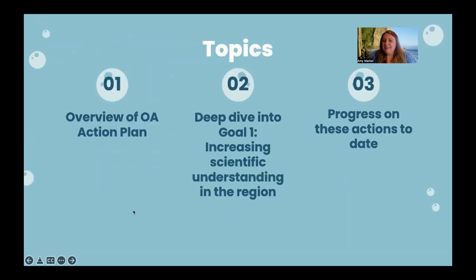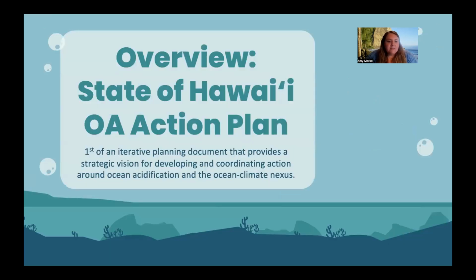Next slide. Just an overview, we're going to go over the Hawaii OA Action Plan. We're going to deep dive into some of our updates on increasing scientific understanding in the region, and then I'll give you more progress on these actions to date. So the State of Hawaii Ocean Acidification Action Plan, if you can find it online, is the first of an iterative planning document, just so you're all aware, and it's providing that vision that we'll need for coordinating action around ocean acidification and the ocean climate nexus. And next.